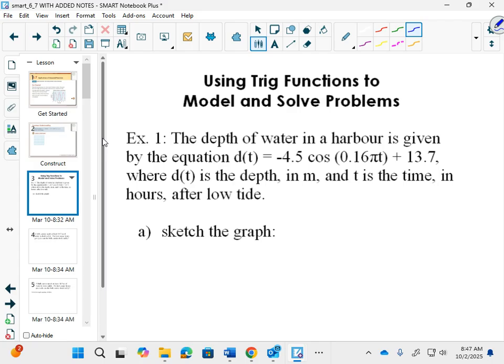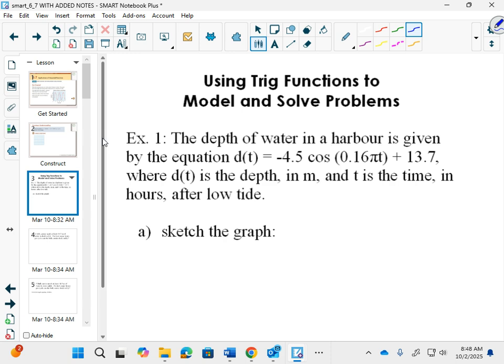So one example is tides. Tides come in, tides go out. They're periodic that way. And because they follow that schedule, we can make a sine or a cosine equation that models it, and we can figure out what's the depth of the water going to be in 10 hours. What's it going to be in 20 hours? And it's wonderful to be able to use mathematics to figure that out.